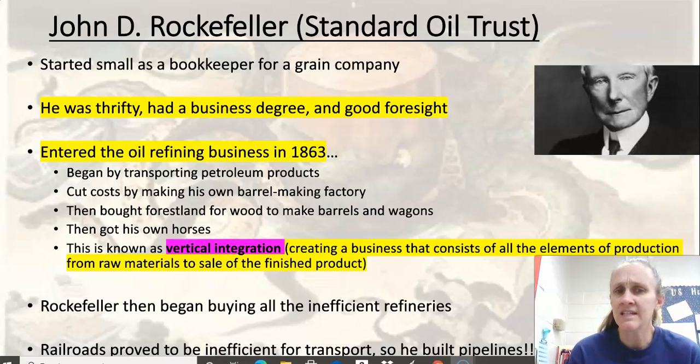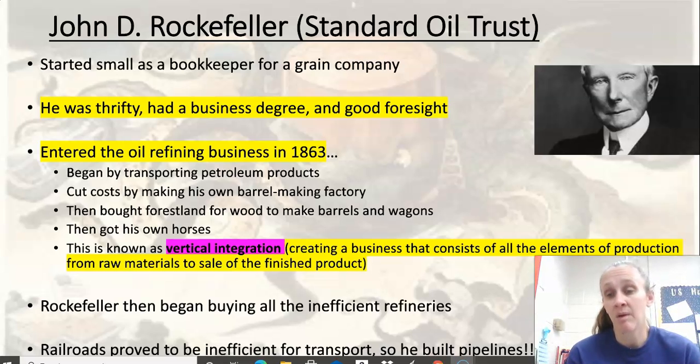And then he recognized, hey, I'm buying my barrels. I'm using somebody else's railroad. There are some ways I can cut costs. So he cut costs by creating a factory that would make his own barrels. And then he recognized, hey, you know what? The wood that's needed for these barrels, instead of buying it from somebody else, I can buy the forest or the land, and then I'll have my own wood.